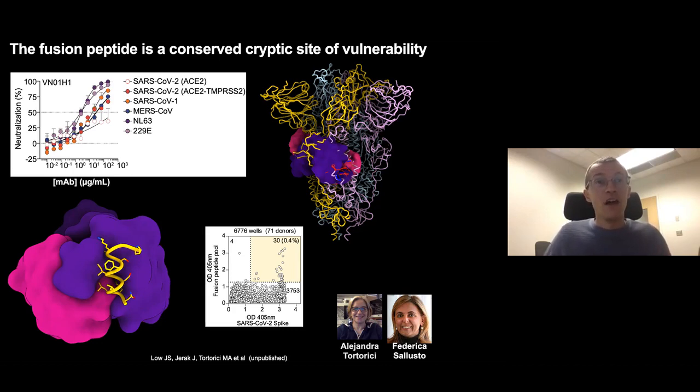So again, although this is paving the way towards designing broad coronavirus vaccines, the challenge ahead of us will be to figure out how to elicit high titers of these antibodies to compensate for the fact that they are much weaker neutralizers than best-in-class RBD antibodies.